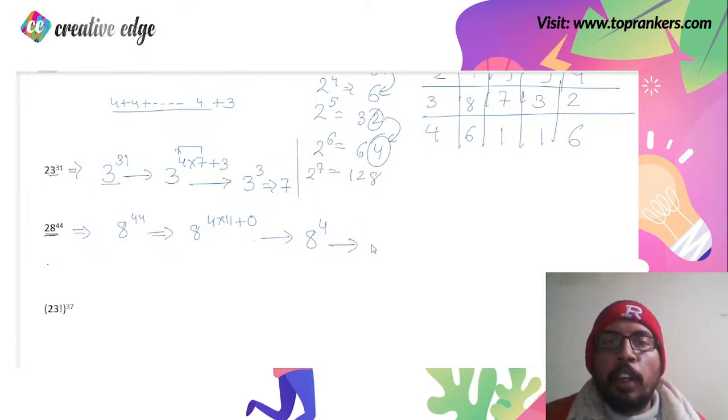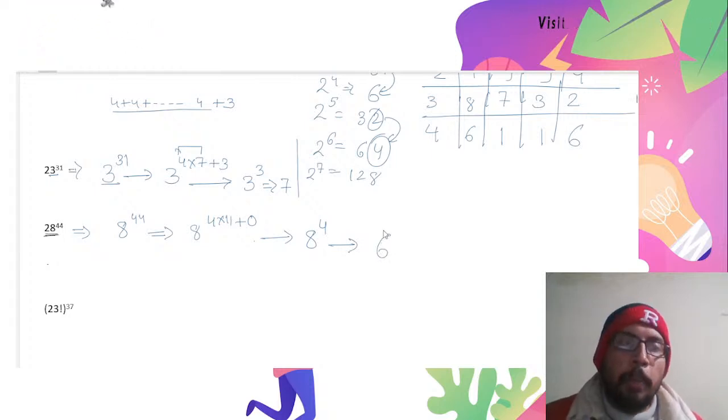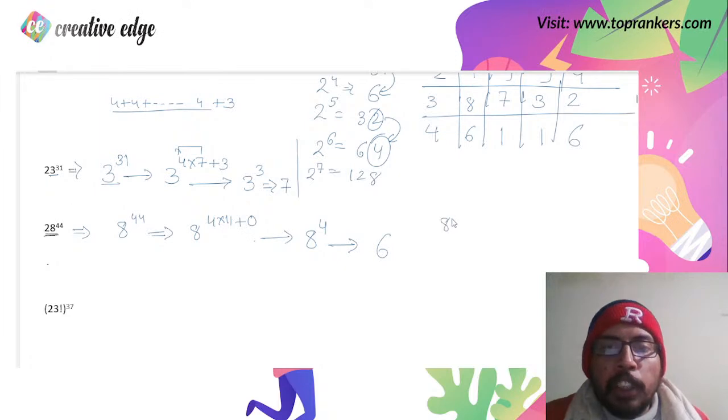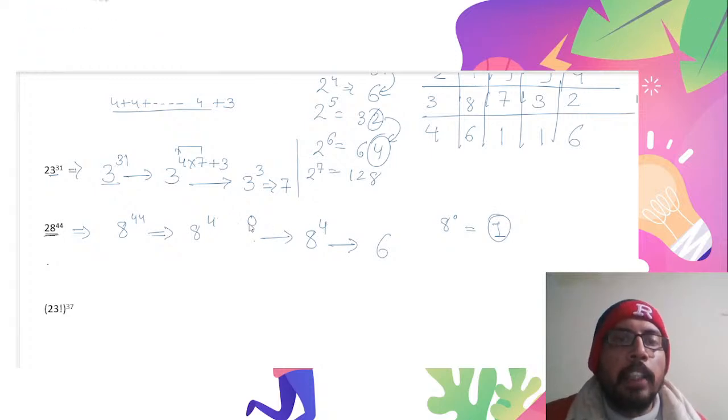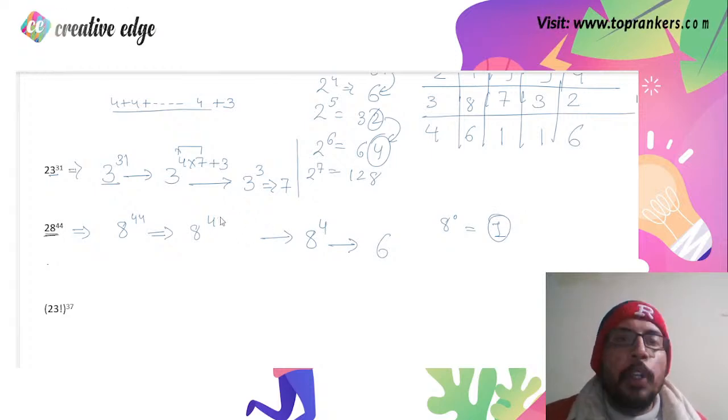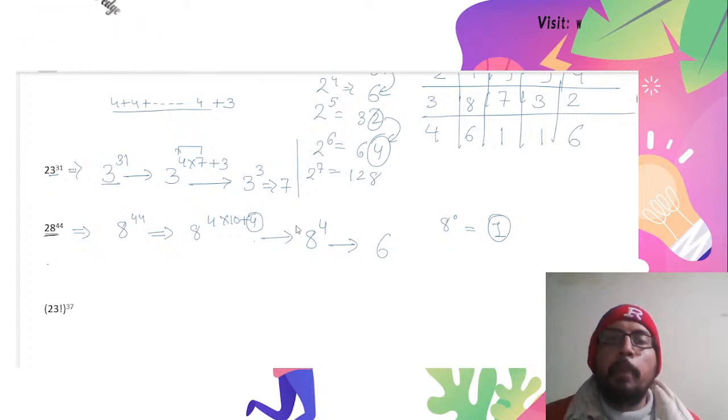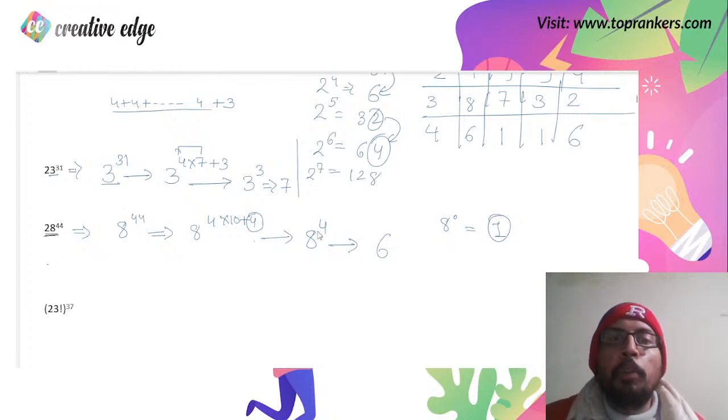8 to the power 4 means we will be getting 8 into 8 into 8 into 8, that means we will be getting 6 at the unit place. I repeat, we should not be writing 8 to the power 0, because practically it is not possible for an even number to have the unit place as 1. So we should be writing 8 to the power 4, or you can understand it this way: 4 into 10 plus 4. I have deliberately written it this way. This 4 indicates that your cycle has been completed. Remainder is 0, cycle has been completed. So you will be writing 8 to the power 4, which means you will be getting 6 at the unit place.